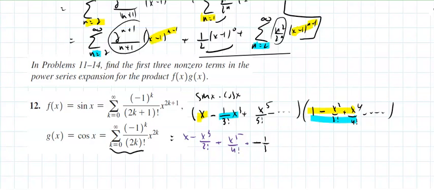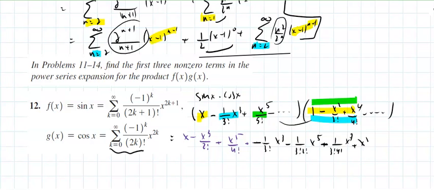minus 1 over 3 factorial x cubed, minus 1 over 3 factorial 2 factorial x to the 5th. And I think that's all I need. I could write one more, minus 1 over 3 factorial 4 factorial x to the 7, but it doesn't look like we're going to need that. And I'm going to go for the third multiplied by those. Again, I just need to go up to x to the 5th. So if I multiply that, that's x to the 5th over 5 factorial.